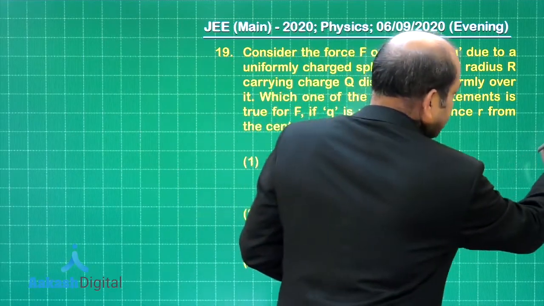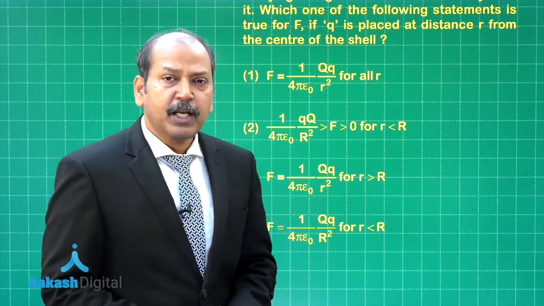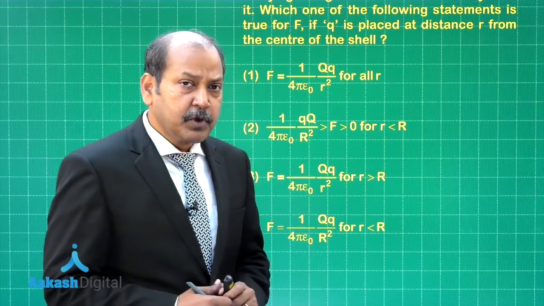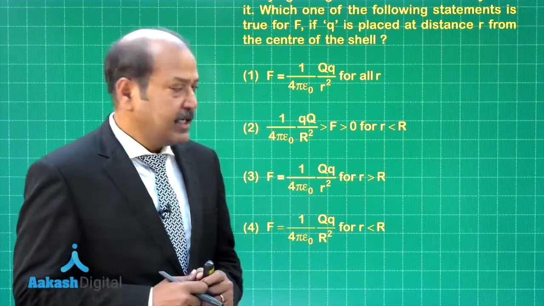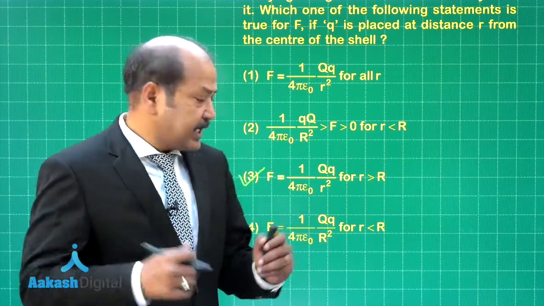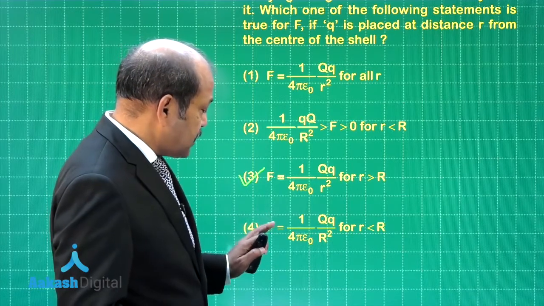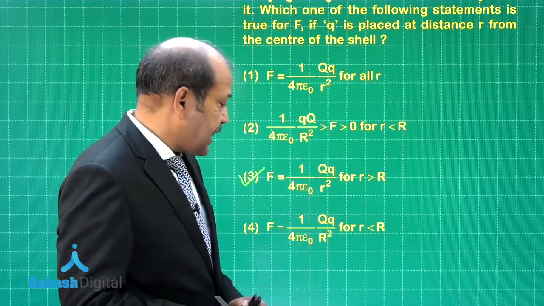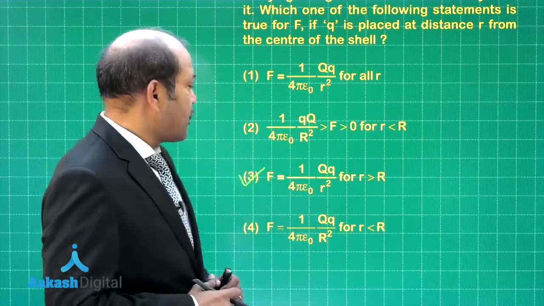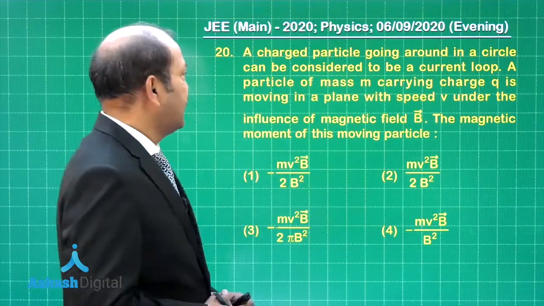Let's now look at the other two options. The third option says that if small r is greater than capital R, the force is 1 by 4 pi epsilon naught capital Q small q by r square, which is a correct option, and so we can select this option. Let's also examine the fourth option, which says that F is equal to this much for small r less than capital R. Again an incorrect statement. So clearly option 3 is the correct option for this question. Let's go to the next question now.